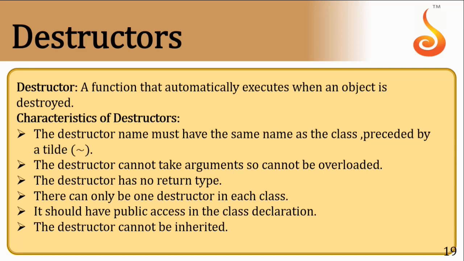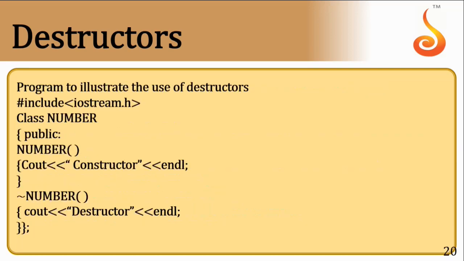And a destructor cannot be inherited. Inheritance means creating a class from an existing class. So when you create it, all except the private data members and member functions get inherited, but a destructor has to be declared in the public section and cannot be inherited, and it is run in the end of each program.